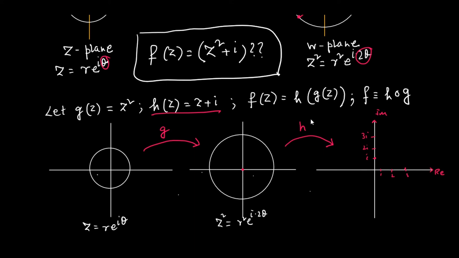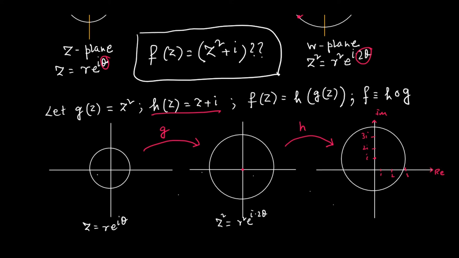So let us shift this circle a bit. If we do that, we will get something like this. So any point lying on the circle of radius r will first, due to the effect of g, be mapped to another point on the circle of radius r squared, where the argument will get doubled. Then under the influence of h, the same point will be mapped to a corresponding point with the same argument, and the radius of the circle will also be the same. Only the center of that circle, where it will be mapped at last, will be shifted from the origin to the point i.